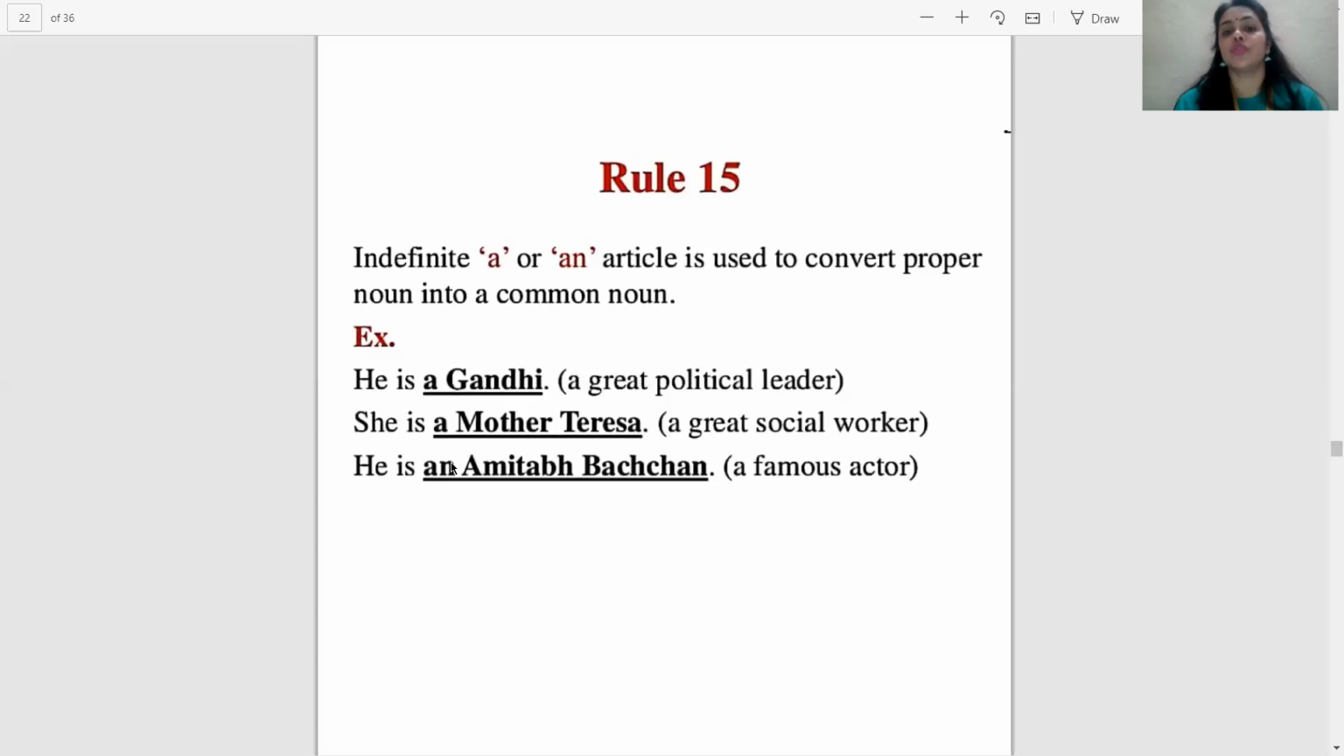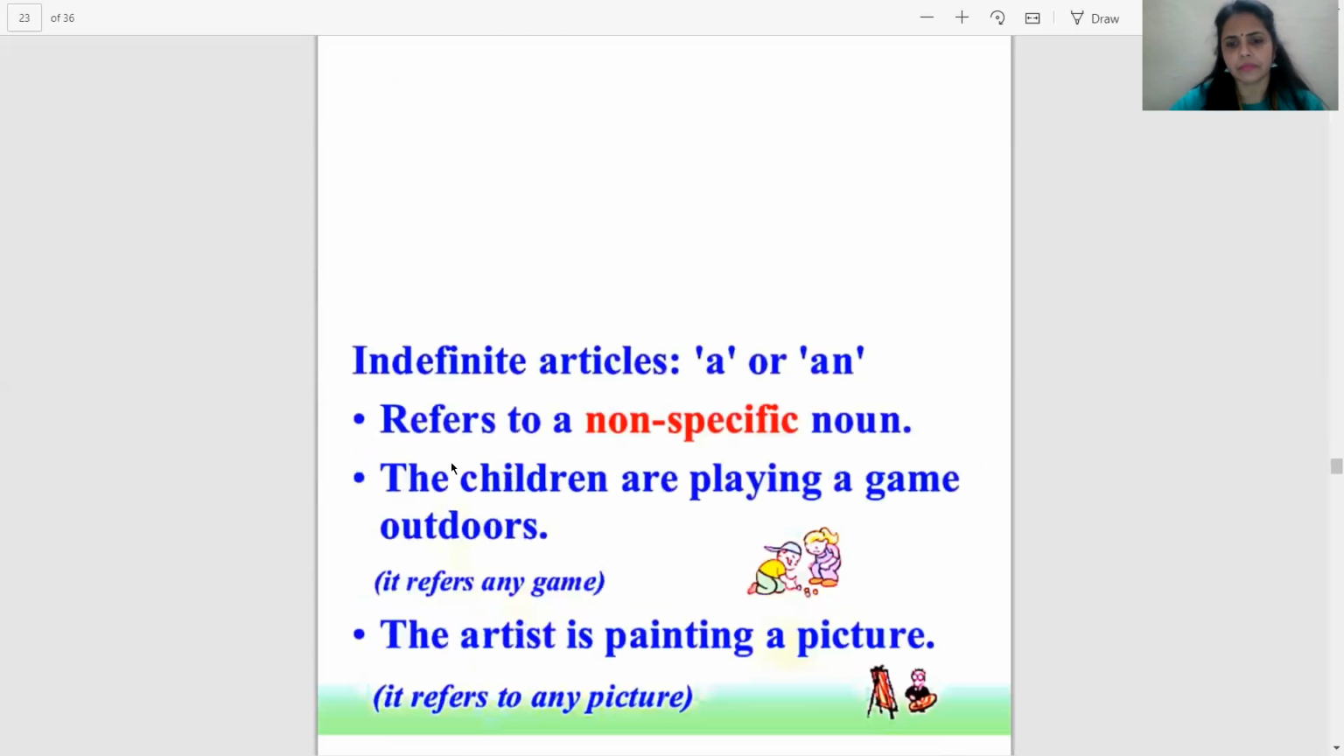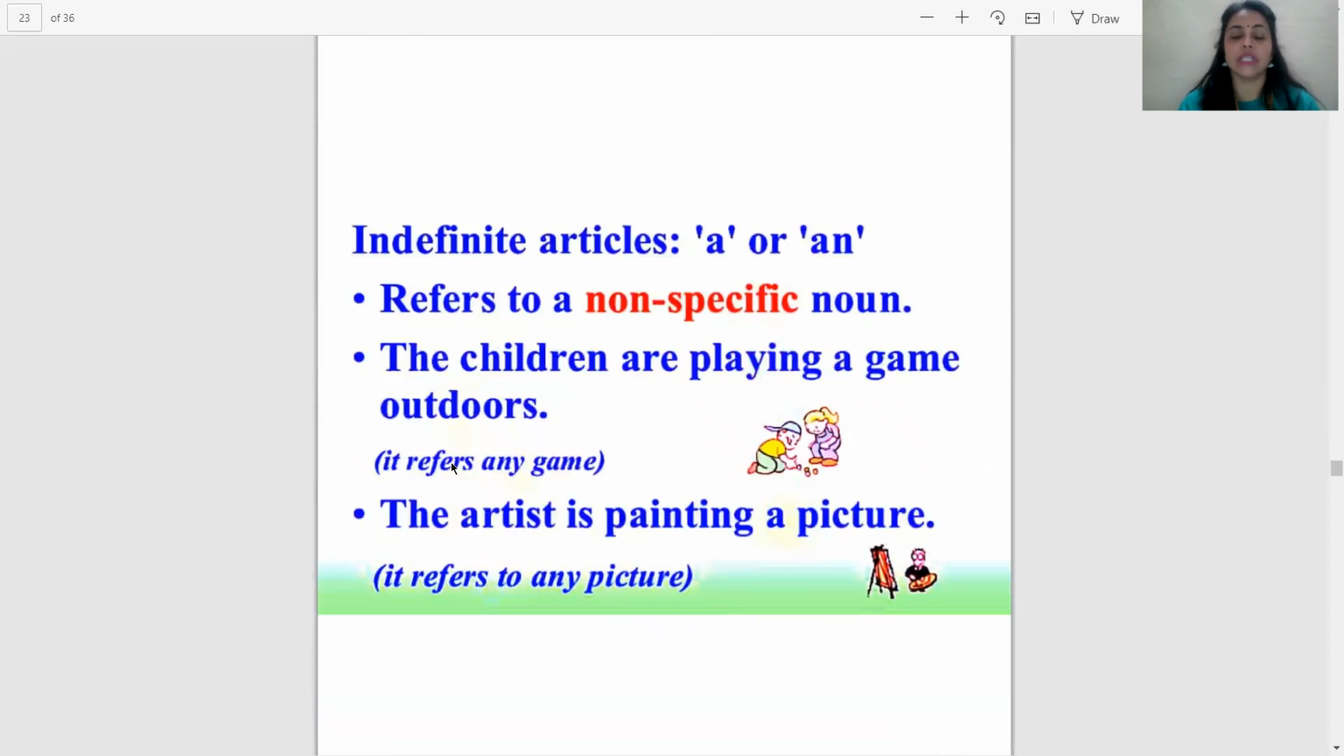Okay, children. So let's take a little recap here, and then we shall sign off for today. An indefinite article, a or an, refers to a non-specific noun. We are not specifying something or somebody. We are talking in general. For example, the children are playing a game outdoors. The artist is painting a picture. It refers to any picture randomly, and it refers to any game randomly.